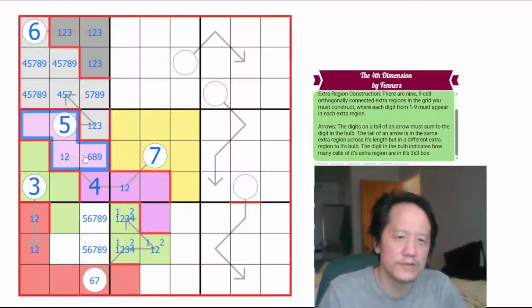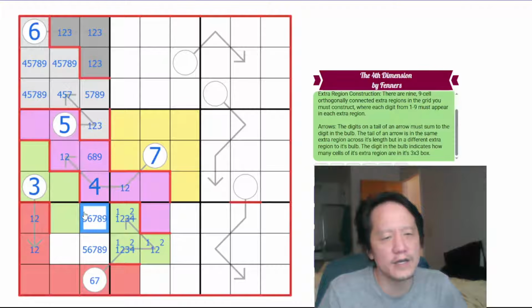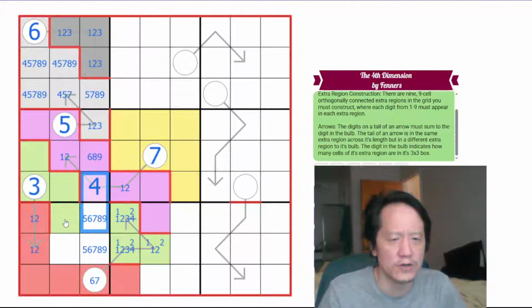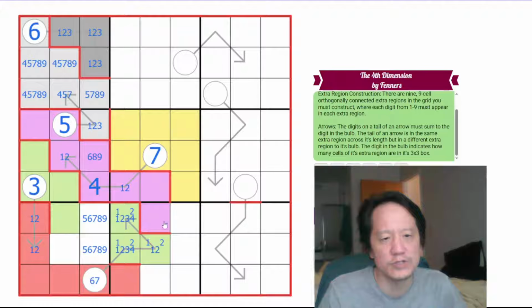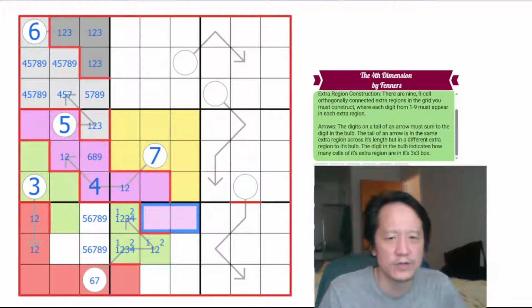1, 2, 3, 4, 5, 6, 7, 8. Cannot go 9 here. If it goes 9 here, then this becomes green, and this would never be 6 at least. So this cannot be pink. This has to extend further, and then it has to extend here, because again, this has to be 7 at least. So it can only go this way. So this is the entire pink region. 1, 2, 3, 4, 5, 6, 7, 8, 9.